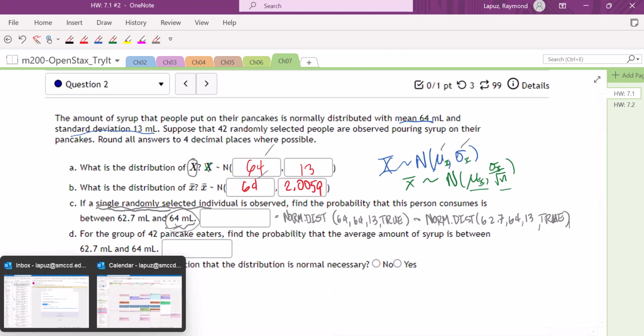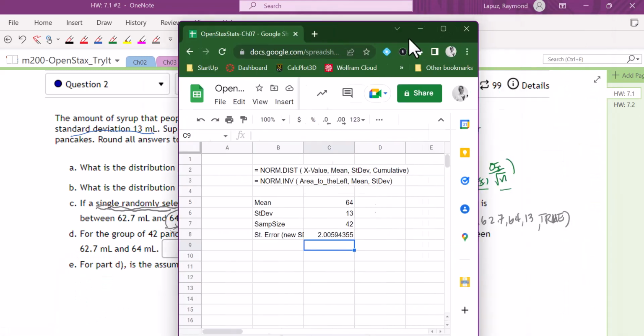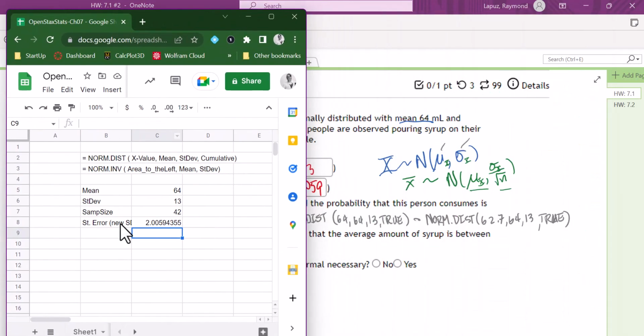Now if we go ahead and find that in our program, we are looking for the probability that our x value is between 62.7 and 64, that is, x greater than 62.7 and less than 64.